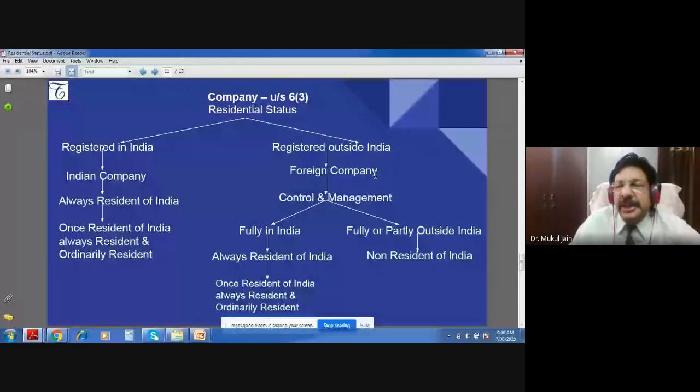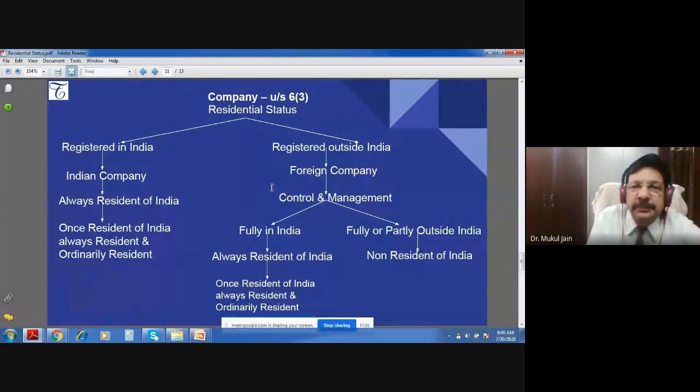They may be working in India, right? Xiaomi is a Chinese company because it is registered in a foreign land. So an Indian company is always resident of India, once resident of India, always resident and ordinarily resident. So it depends on where the company has been registered. You have also studied the company law, the Companies Act. So it depends on the registration.